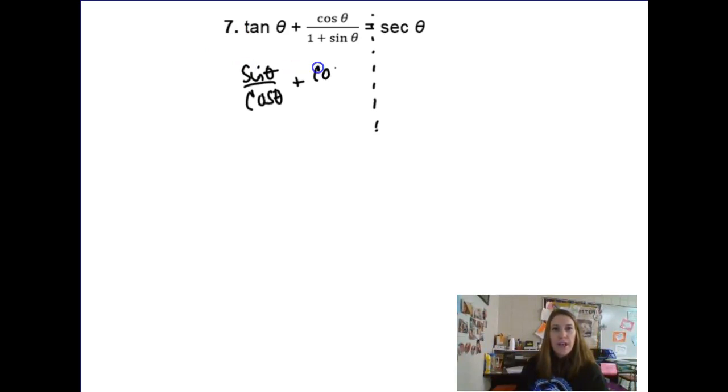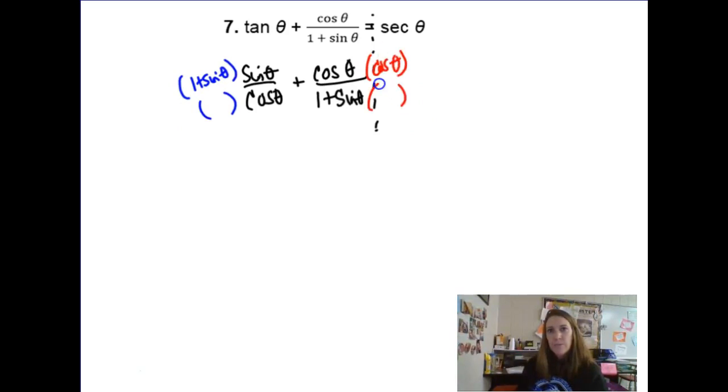And then if I'm trying to add these two fractions together, I think if we go ahead and try to get common denominators, that'll be fine. Because look, I'm going to multiply this guy by the 1 plus sine, numerator and denominator, of course. I'm going to multiply this guy by a cosine. I'm cheating a little bit, sorry.